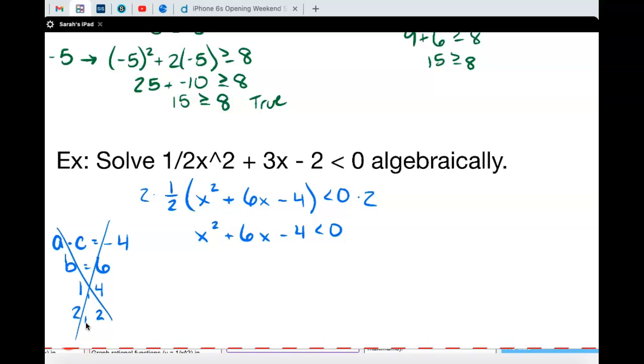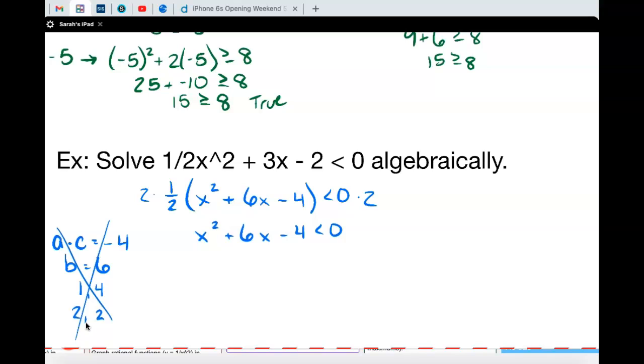So could you do the complete the square method? Yeah, if you wanted to. You can complete the square or do the quadratic formula. We can't square root both sides because we don't just have an x squared, we have x squared and x. Yeah, let's try completing the square.